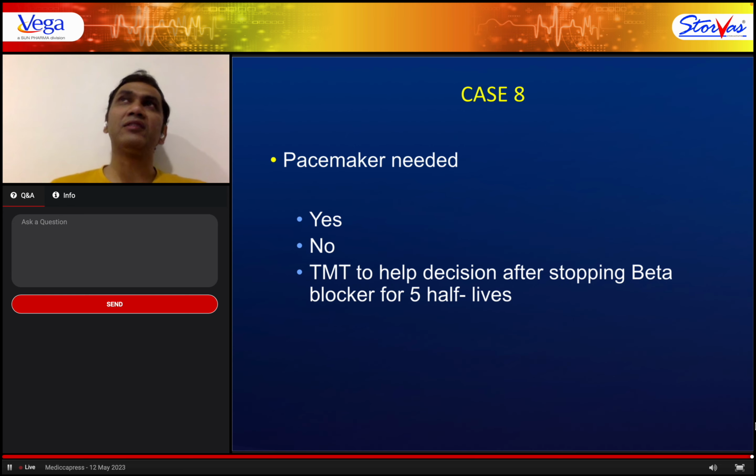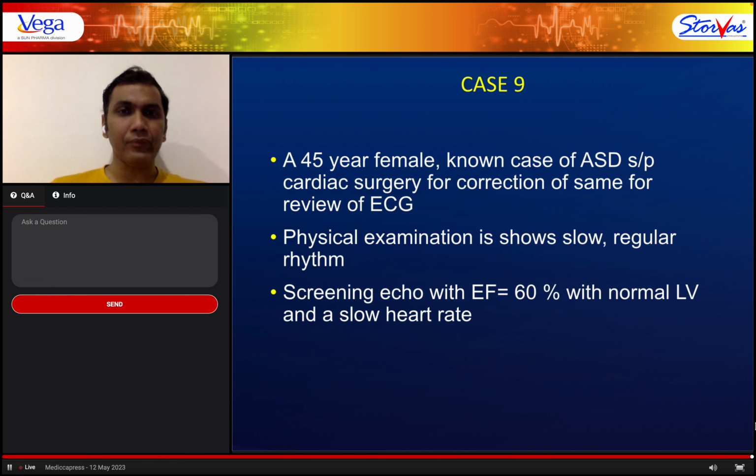How do you decide whether this patient has intrinsic sinus node disease or beta blocker induced sinus node dysfunction? You basically do a TMT to help in this decision making. You stop the beta blocker for 5 half-lives, and after the beta blocker is stopped for 5 half-lives, you make them exercise on a treadmill, see what is the maximum response of the patient in terms of his heart rate at maximal exercise, calculate what is called the chronotropic index, and that will help us in making this decision.